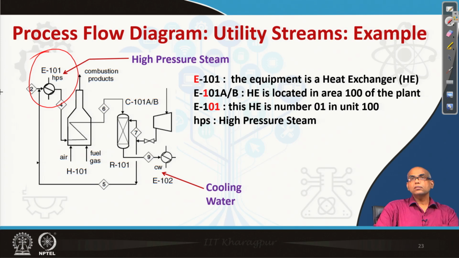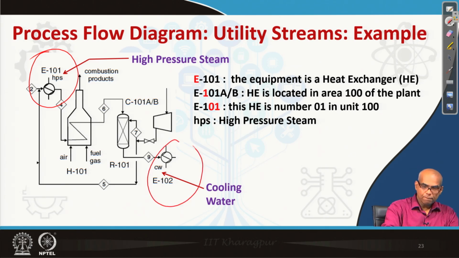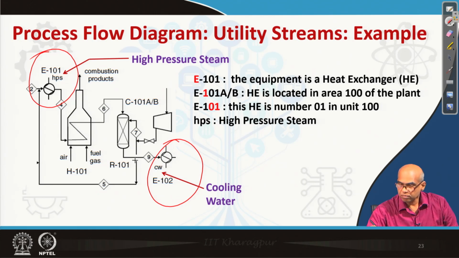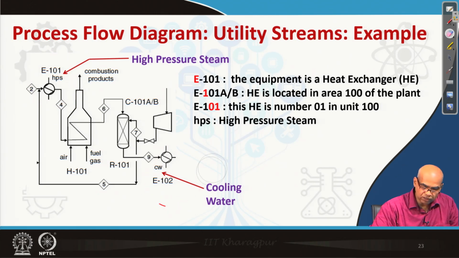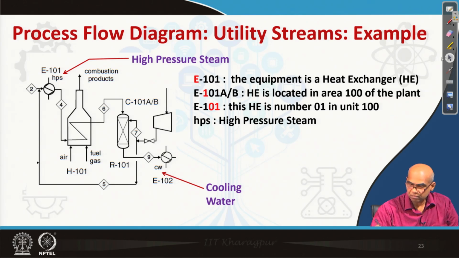So, E101 is a heat exchanger and this utility stream is associated with high pressure stream. Similarly, the heat exchanger 102 has cooling water. So, utility streams are also represented on the process flow diagram using appropriate initials.